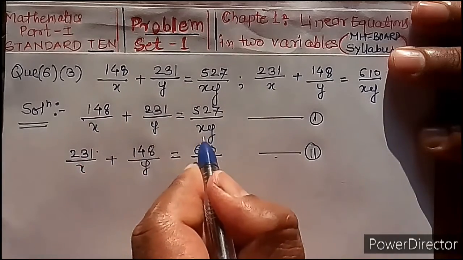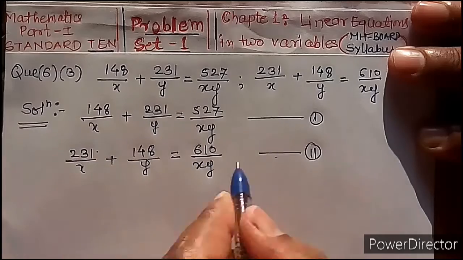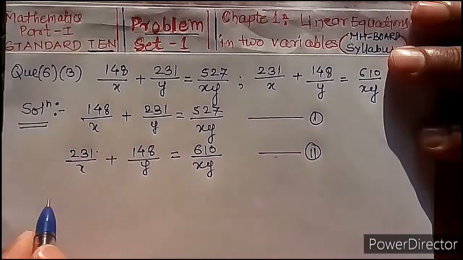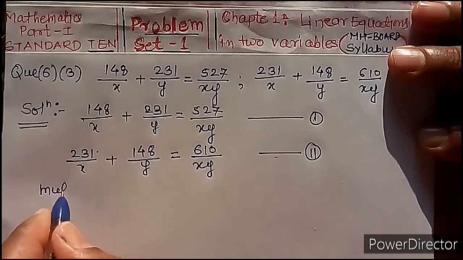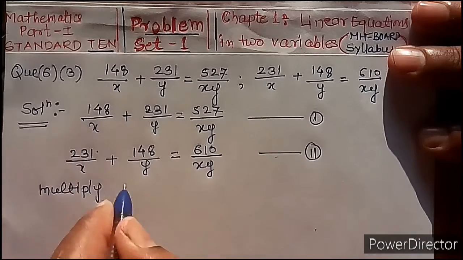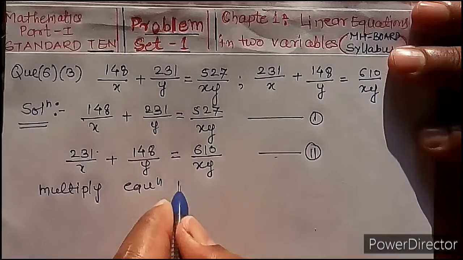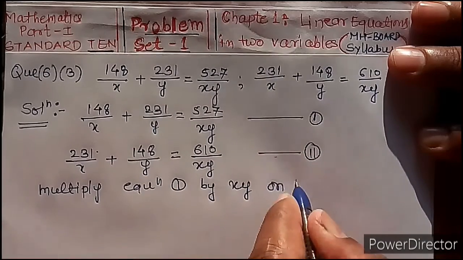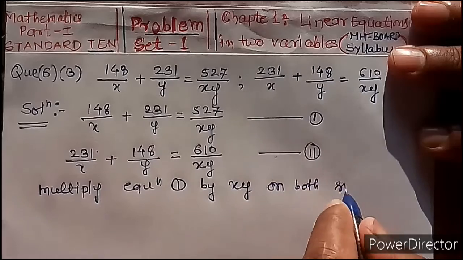In the denominator there is xy. That's why we are multiplying equation 1 and equation 2 by xy on both sides. Therefore, multiply equation 1 by xy on both sides.